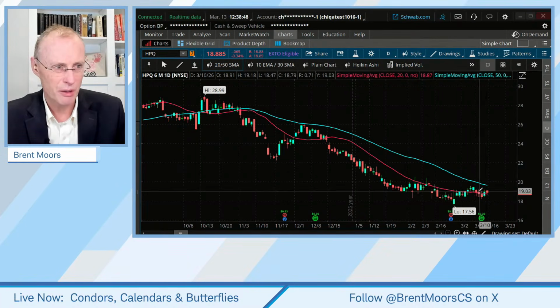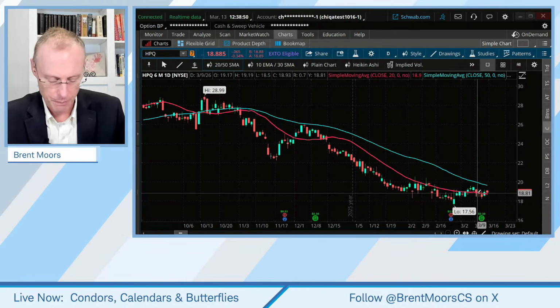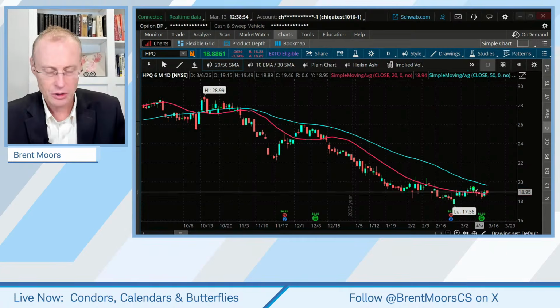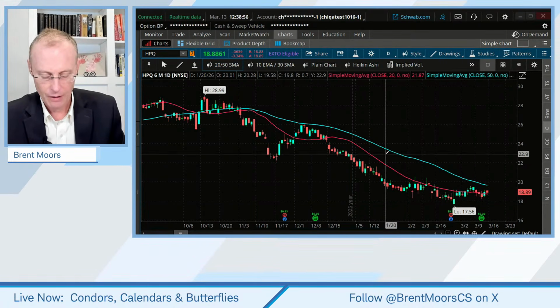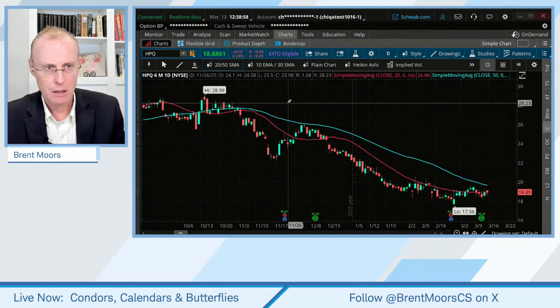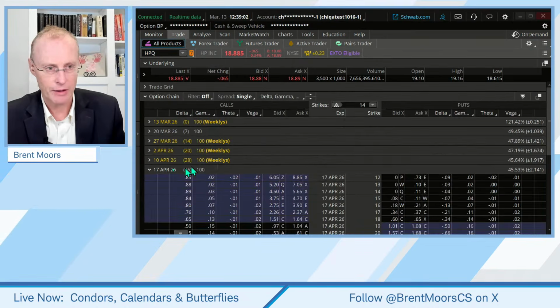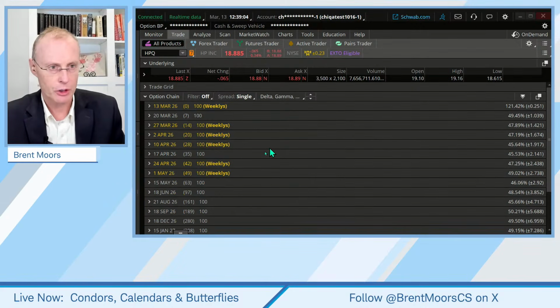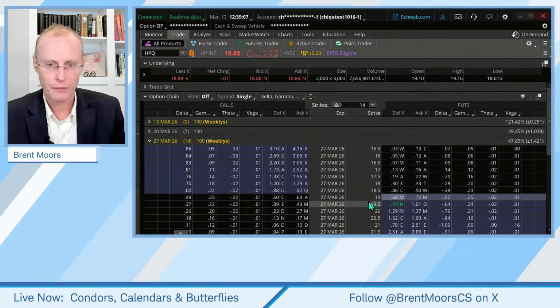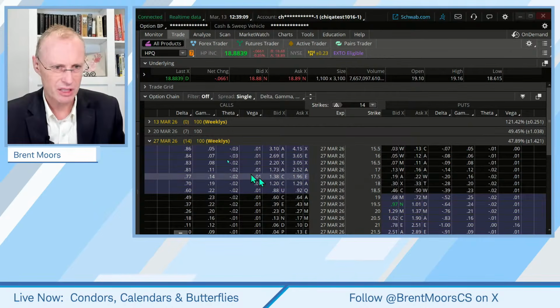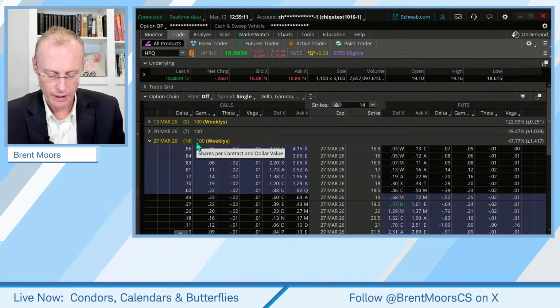So neutral to bearish is what I'm going to call on this. And let's look at a calendar to start at least, and then we may tweak that a little bit. I'm going to go a little shorter term. I'm going to go to March 27th. Here's March 27th, so out just a couple weeks.